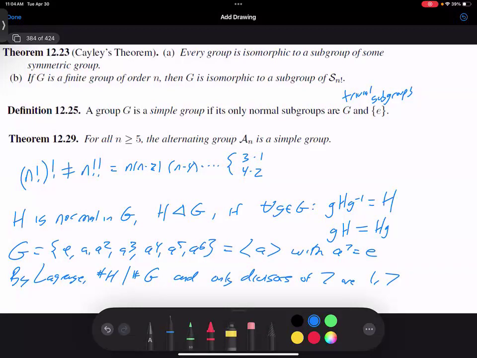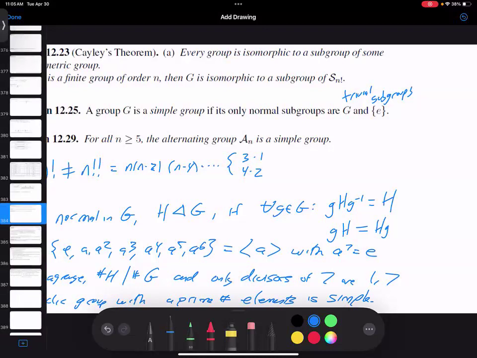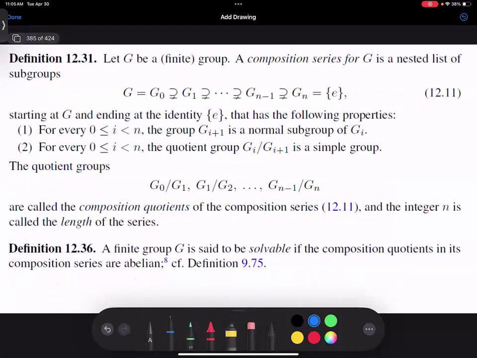So a cyclic group with a prime number of elements is simple. In some sense, simple groups are building blocks in group theory. And so you should be at least aware of the following definition.